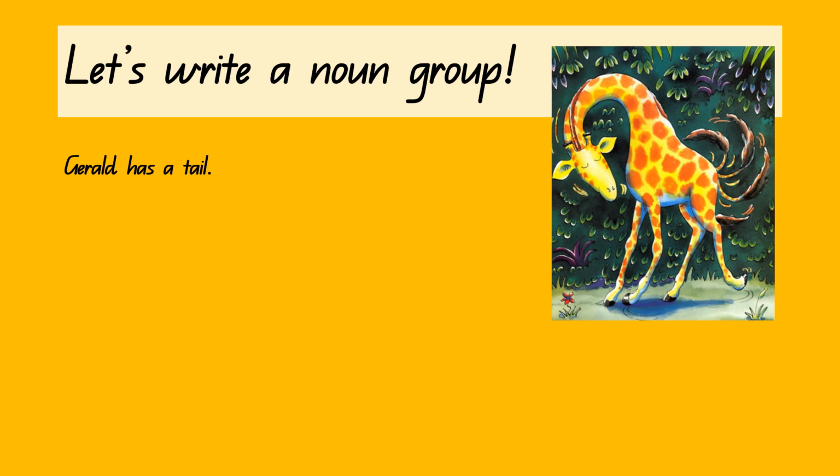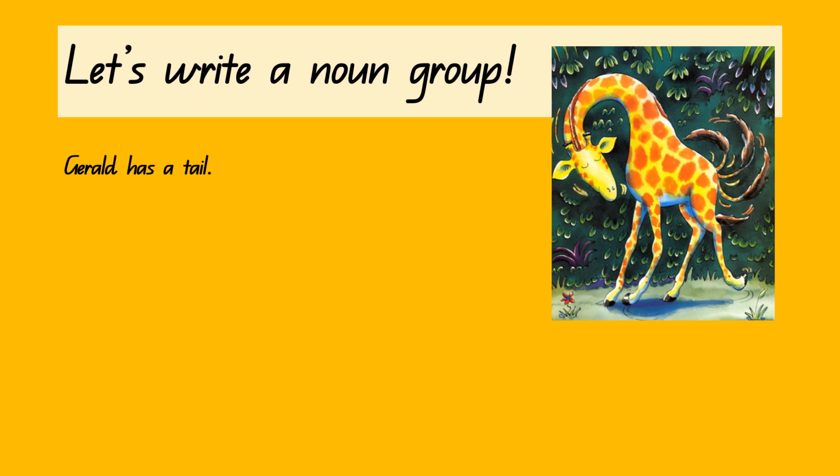When authors are writing stories, they use adjectives to describe the features of their characters. This helps us to make a picture in our mind of what the character looks like. It makes the writing and the sentences more interesting when we're reading. I need to make my sentence about Gerald's tail more interesting. So I've had a think about some adjectives that I can use to describe his tail.